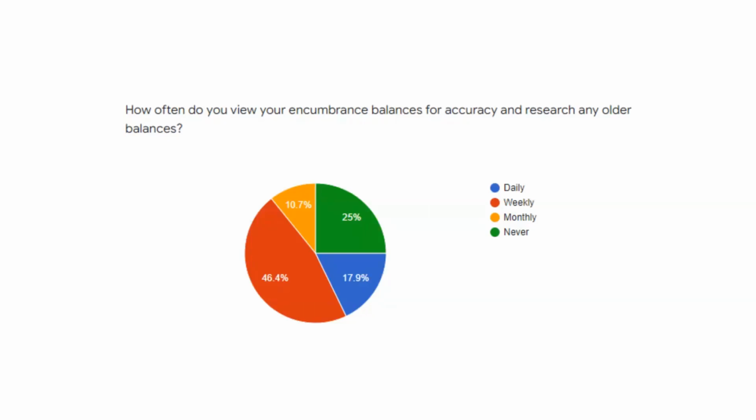How often do we view encumbrance balances for accuracy and research any older balances? We have varying answers. Most everyone views it on a daily, weekly, or monthly basis, so that's great. That would vary by everybody. There's no right answer for that. It depends on the amount of activity your program has.